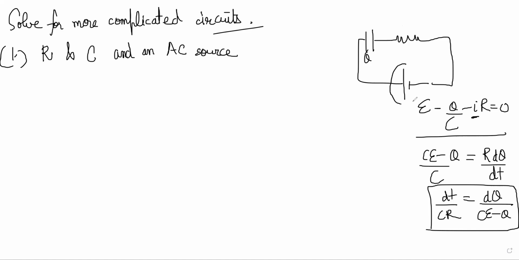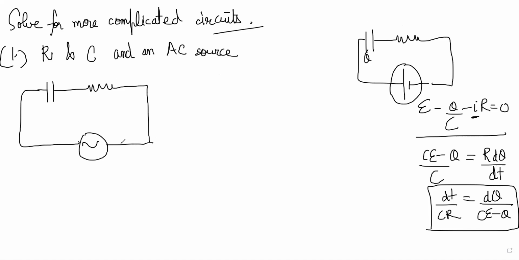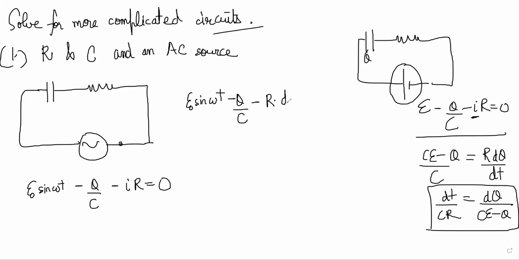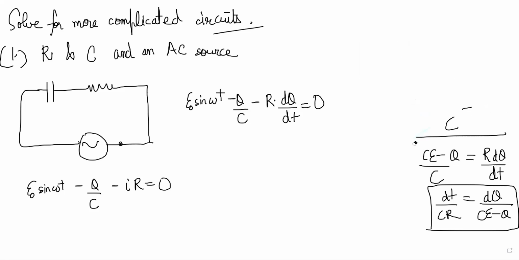The difference now is that the EMF is also variable. That is the only difference, no major issue. So you have a situation where you have E naught sine omega t minus q by C minus IR is equal to zero, right? We write this as E naught sine omega t minus q by C minus R into dq by dt is equal to zero. We have to find I in this circuit.